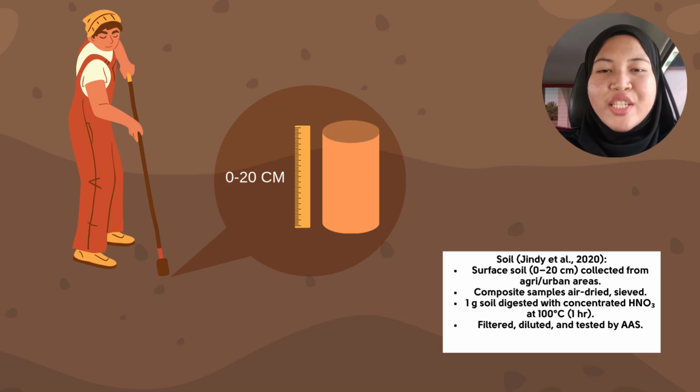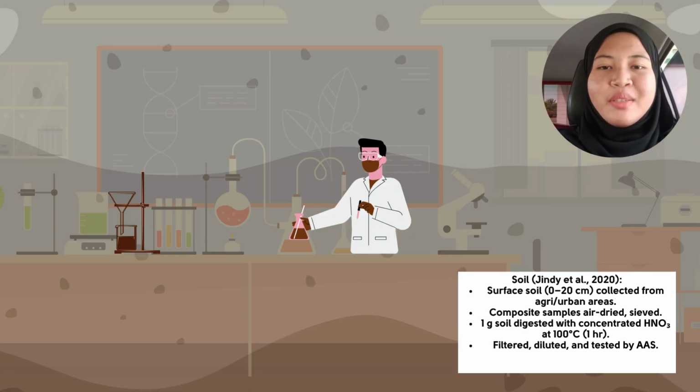For soil, based on Jindy et al. 2020, surface soil at 0 to 20 cm depth was collected from both agricultural and urban areas. Subsamples were combined into composite, then air-dried and sieved. 1 gram of soil was digested using concentrated nitric acid at 100 degrees Celsius for 1 hour. After digestion, the sample was filtered, diluted, and tested by AAS.